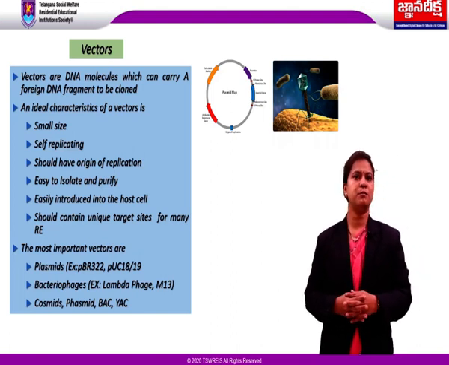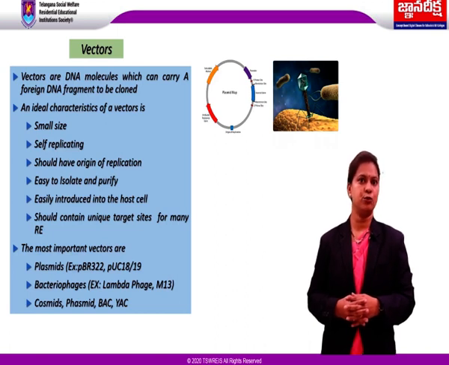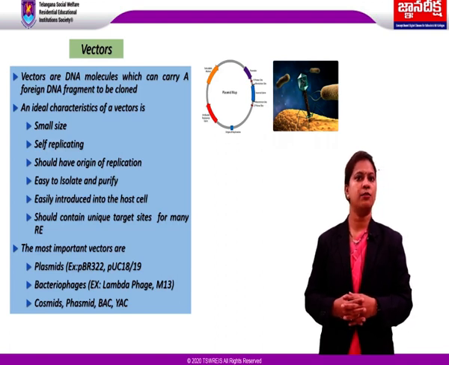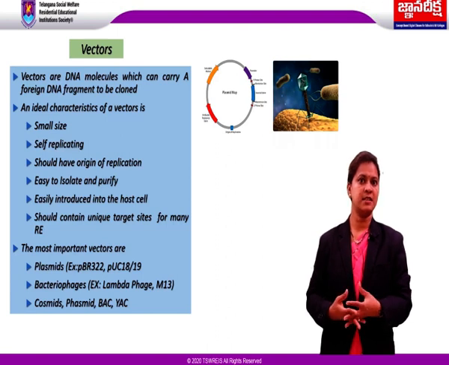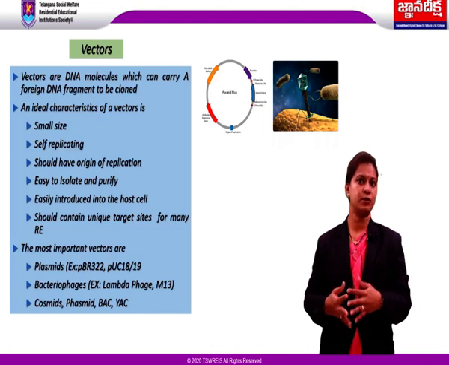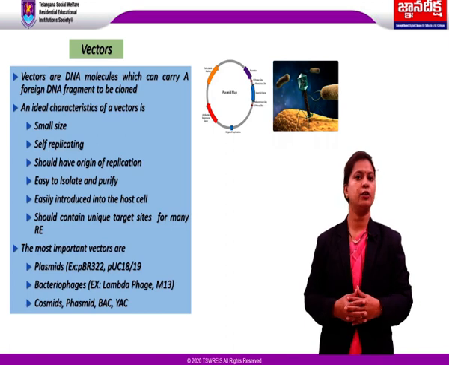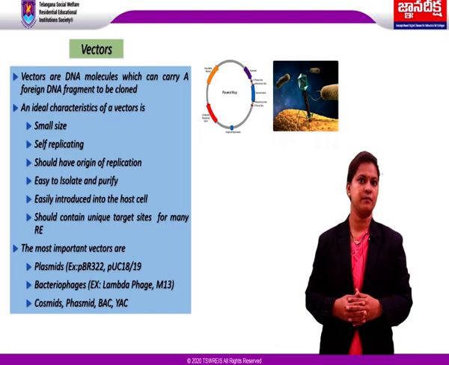The most important vectors are plasmids. Examples: pBR322 or pUC18 or 19. Bacteriophages, for example lambda phage or M13. Cosmids, phasmids, BACs and YACs. These are nothing but bacterial artificial chromosomes or yeast artificial chromosomes. These artificial chromosomes were developed in order to clone large genomic DNA fragments.